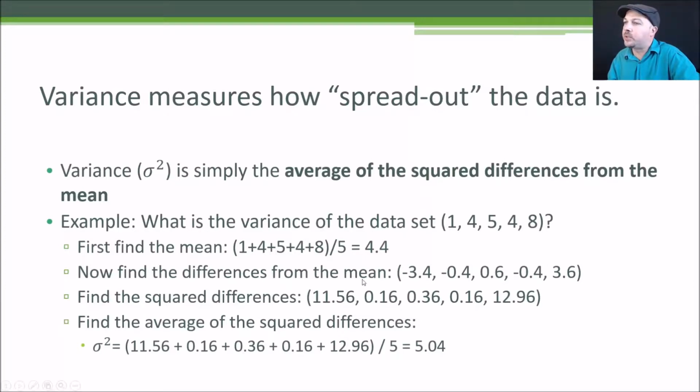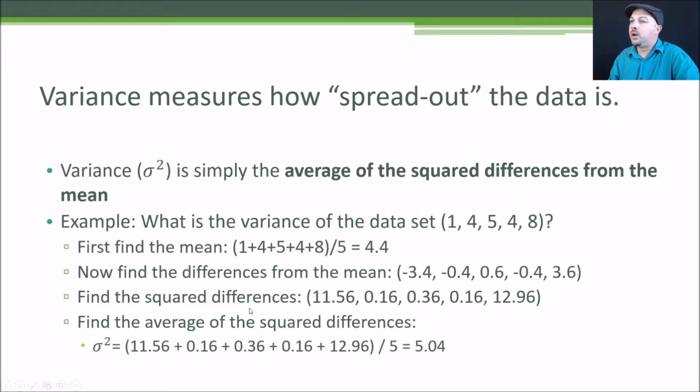So negative 3.4 squared is positive 11.6. Negative 0.4 squared is a much smaller number, 0.16, because that's much closer to the mean of 4.4. 0.6 is also close to the mean, only 0.36, but as we get up to the positive outlier, 3.6 ends up being 12.96. Okay? And to find the actual variance value, we just take the average of all those squared differences from the mean.